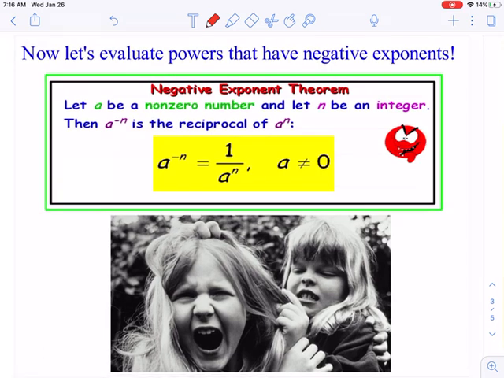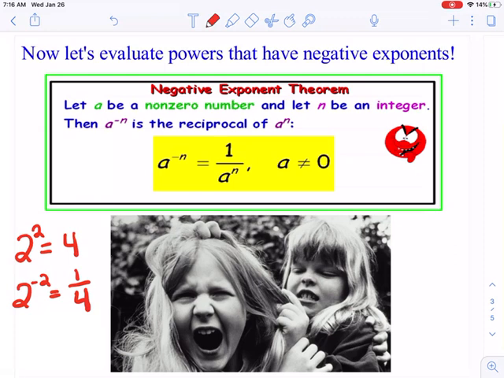So if we remember back from the beginning, we looked at 2 to the second and 2 to the negative second. 2 to the second, we said was 4. This was what we did way back at the beginning. And we said 2 to the negative second was 1 over 4.